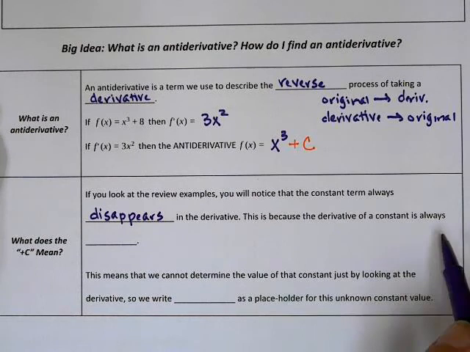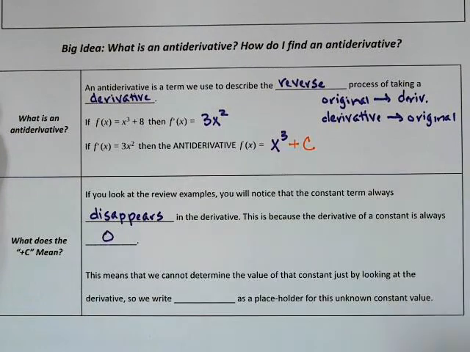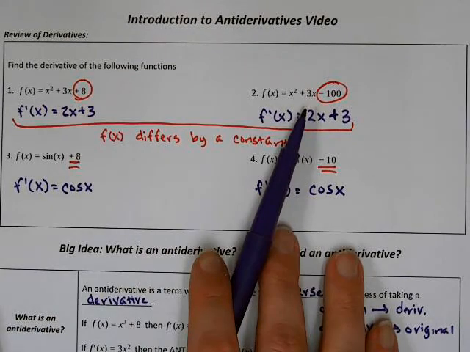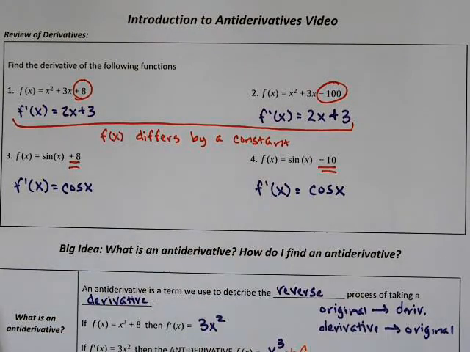This is because the derivative of a constant is always 0. So we talked about that up here. Even though these original functions didn't look exactly the same, when we took the first derivative, the constant went away, and the derivatives ended up being the same.